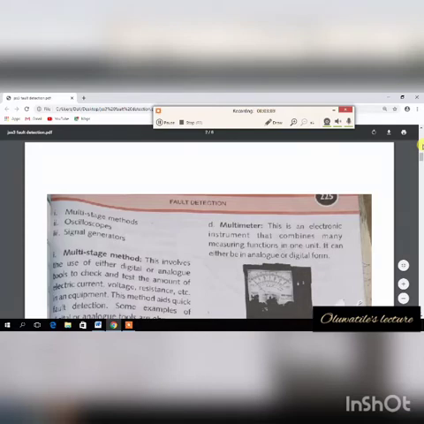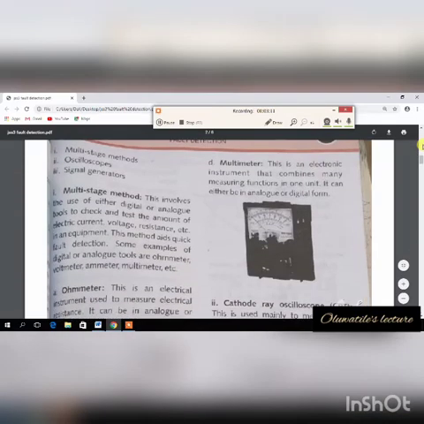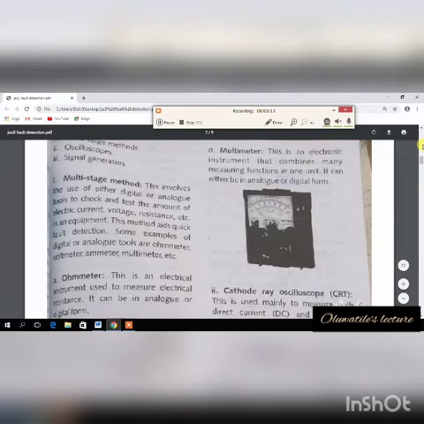So let's look at the multi-stage method. It says this involves the use of either digital or analog tools to check and test the amount of electric current, voltage, and resistance in an equipment. This method helps quick fault detection. Some examples of digital and analog tools are ohmmeter, voltmeter, ammeter, and multimeter.